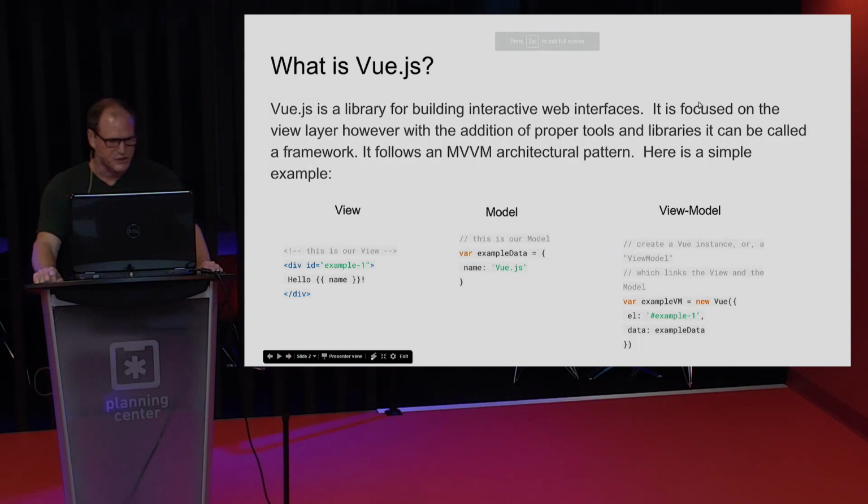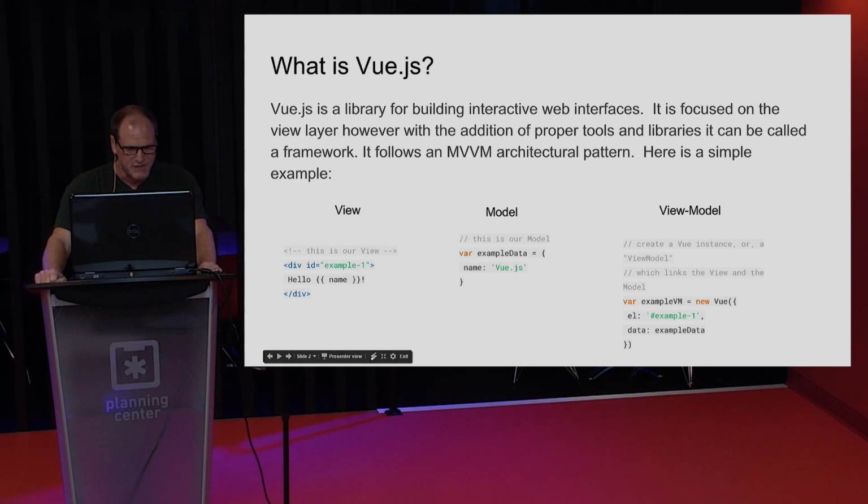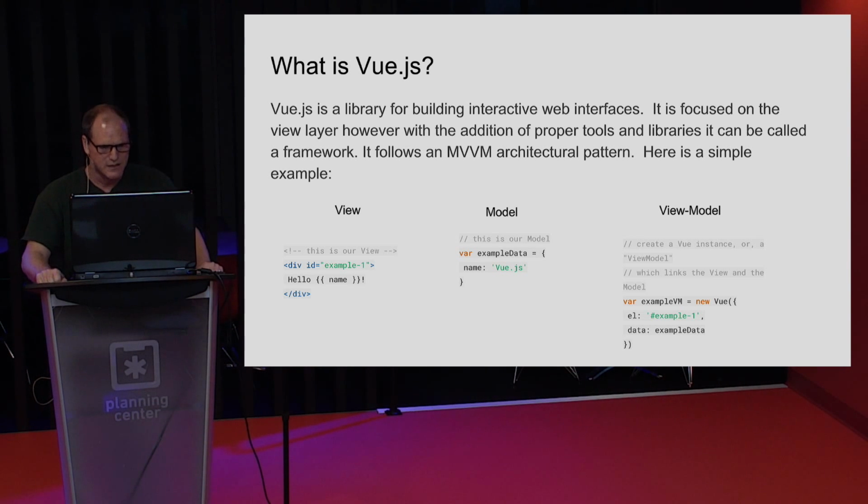Okay, so what is Vue.js? Vue.js calls itself a library for building interactive web interfaces. I call it a framework. It's focused on the view layer, but with the addition of proper tooling and libraries and so forth, it can be a framework. It follows an MVVM architectural pattern, which is model view, view model.